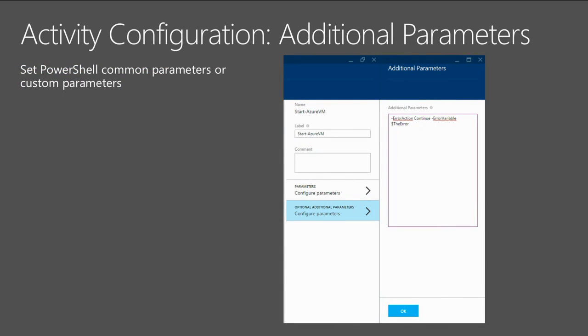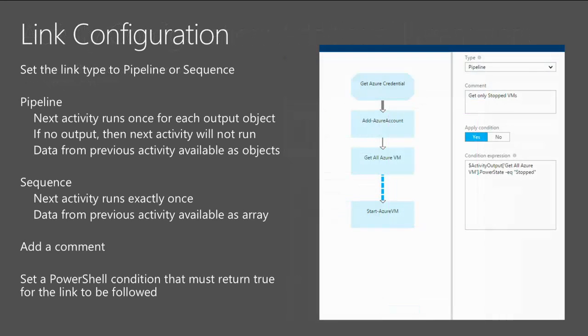We also give you the ability to put in additional parameters that are not standard parameters for a commandlet or an activity, and these would be some of the PowerShell common parameters, PowerShell workflow common parameters. You can also extend that way. One of the really important ones is link configuration. When you configure your activities together with links, we allow you to configure those links. We're giving you a couple of types of links here.